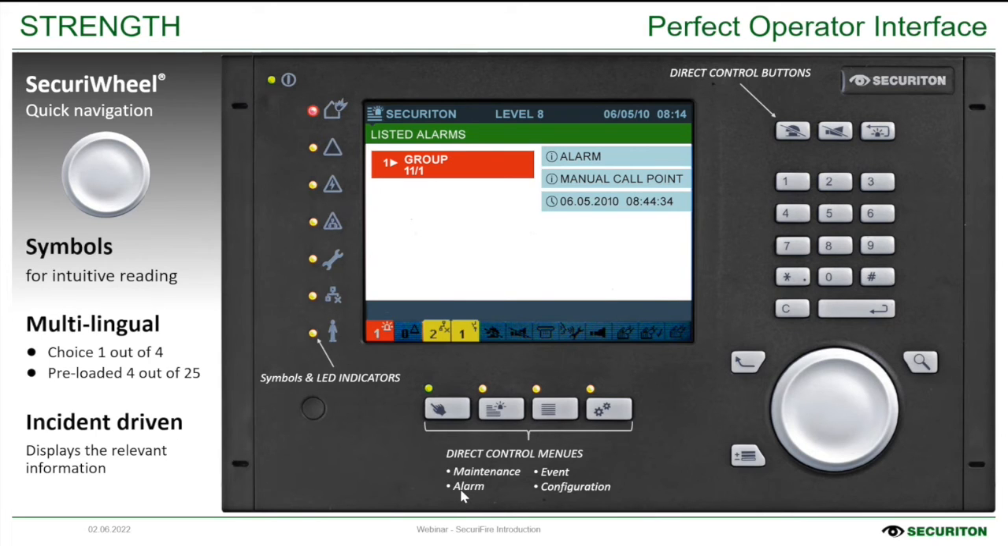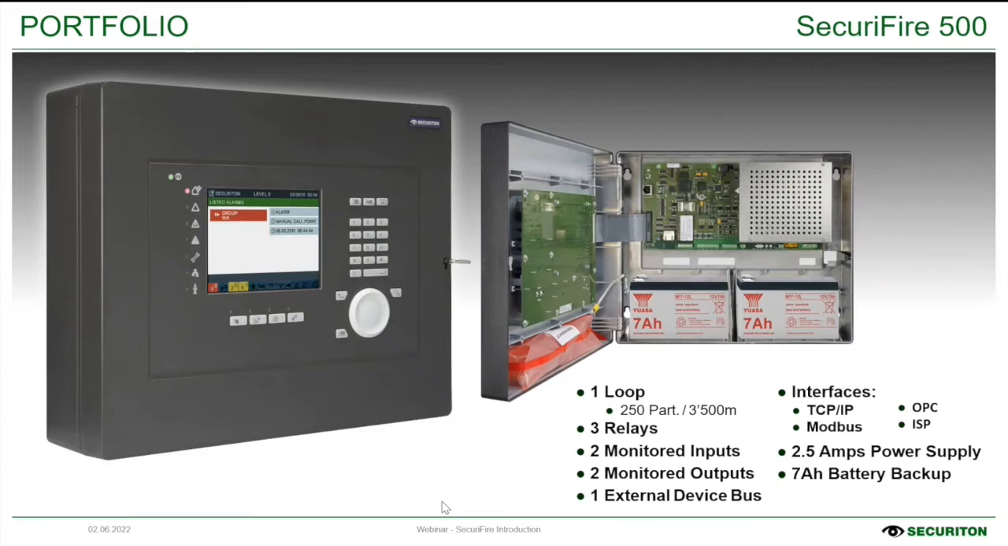Main indication control panel, which is the perfect interface. And here is the Securify 500, which is the basic standalone panel with one loop, 3 relays, 2 monitored inputs and outputs, 1 external device bus, and interfaces.